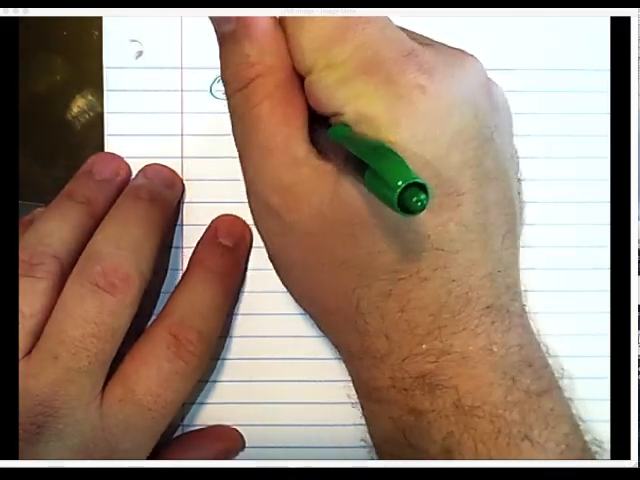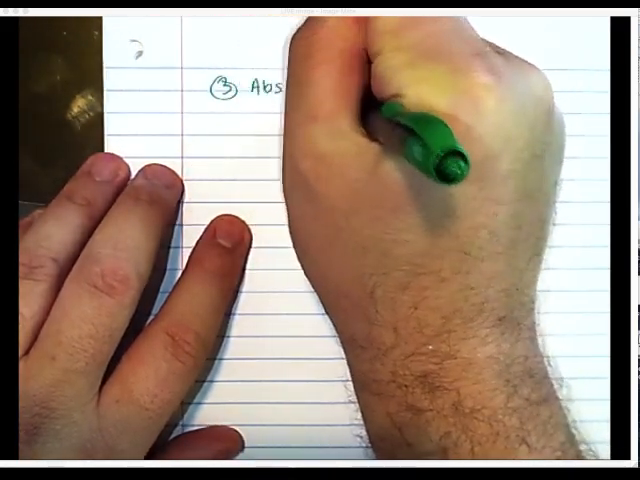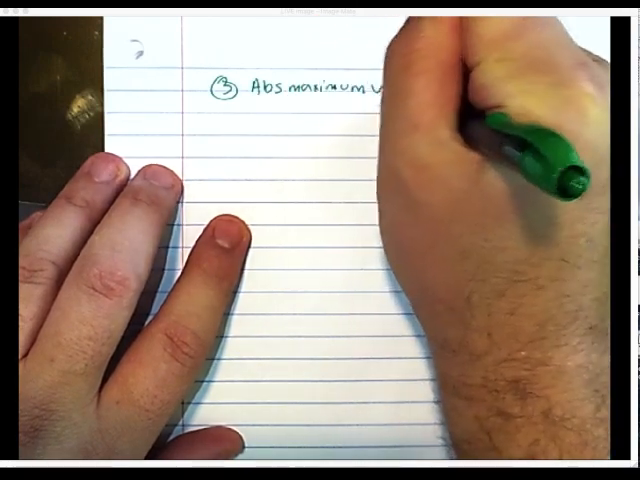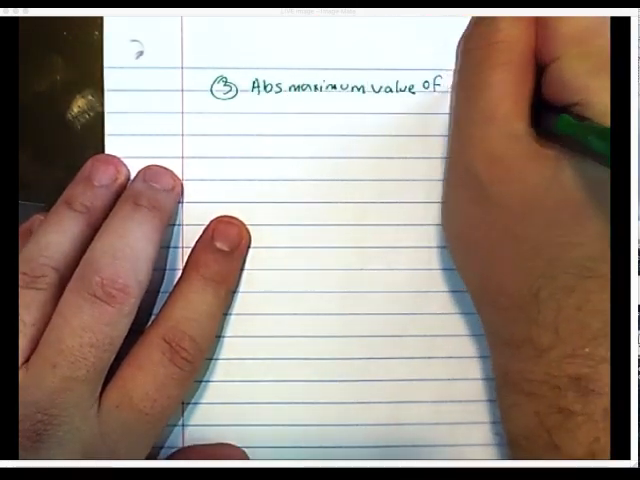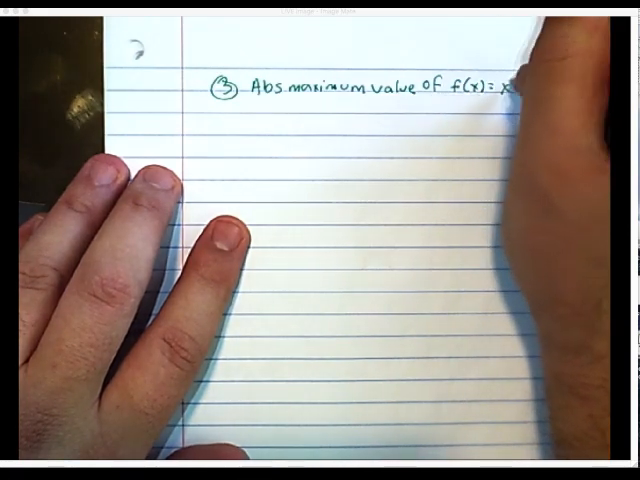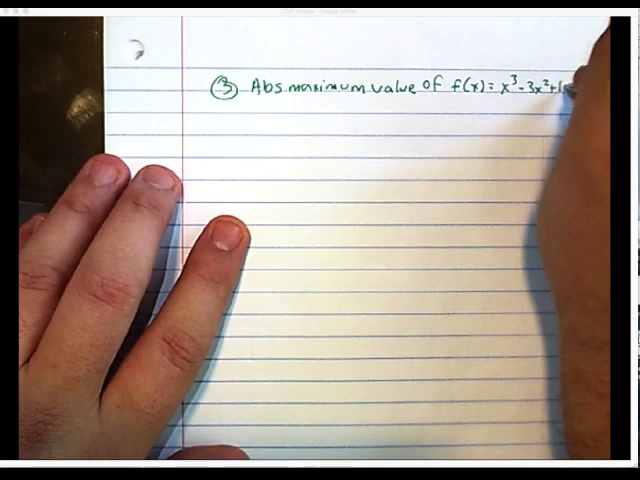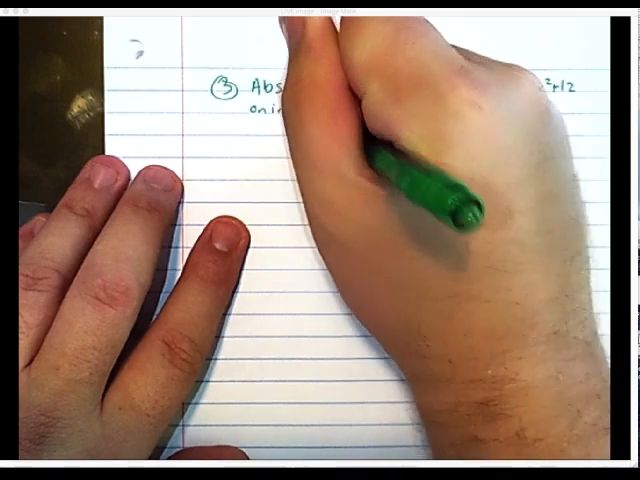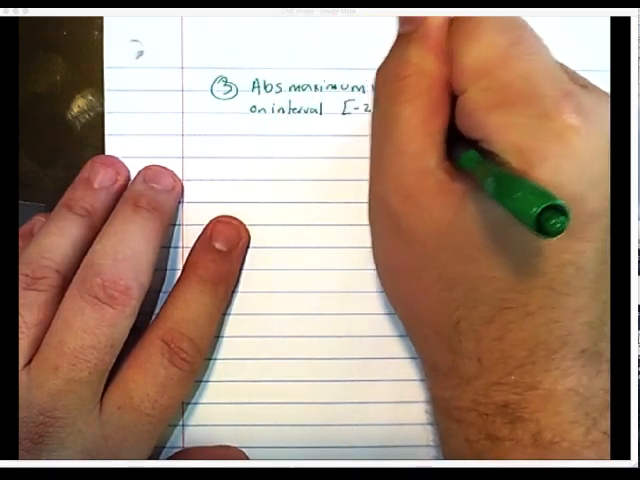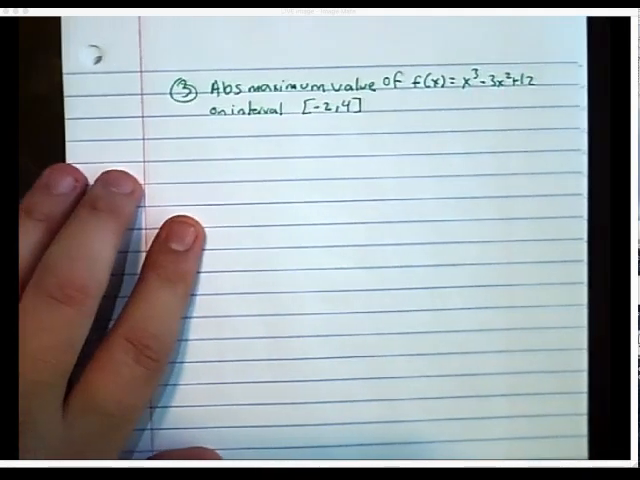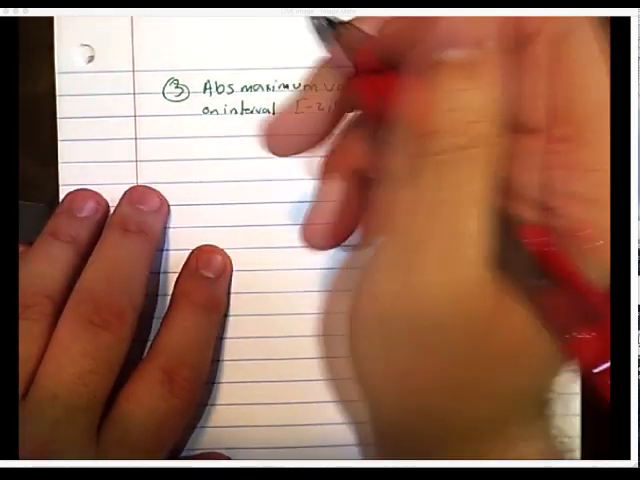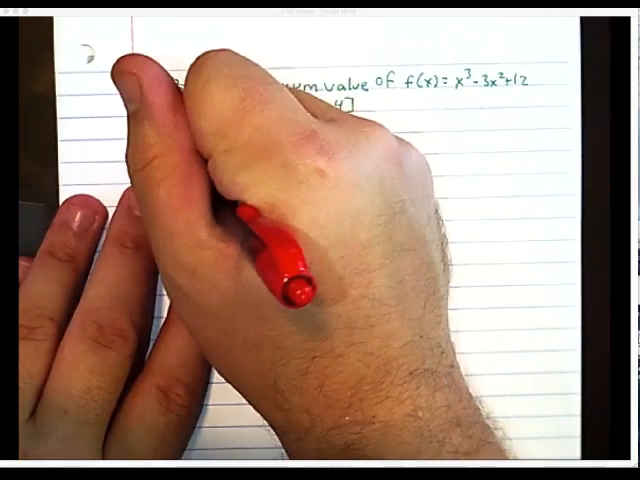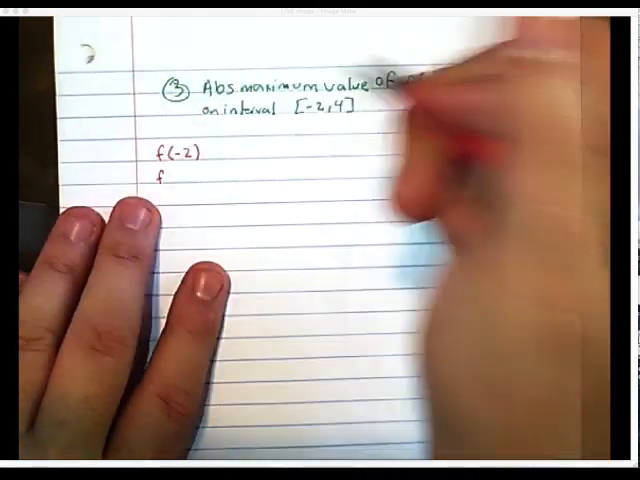Let's look at number 3. Okay, number 3. It says what's the absolute maximum value? I want to find the absolute maximum value of f of x equals x cubed minus 3x squared plus 12 on the interval negative 2, 4. That's what I'm looking for. So I know I have to find the values on the endpoints.